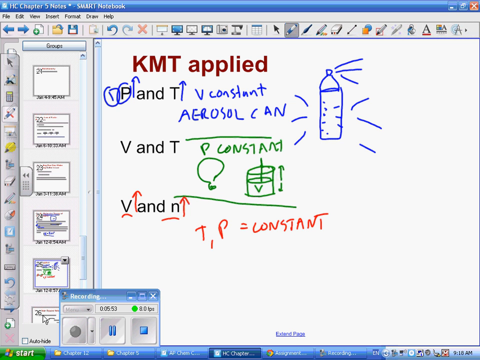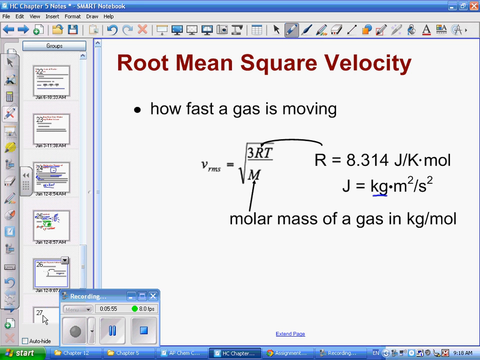Okay, next slide. Okay, the root mean square velocity. Basically, you guys can copy this down and take a look at that. Some things I want to involve you with. This is, of course, the velocity of particles, how fast they're moving. And what this says is that you have 3, which is a constant. You have R, which is a constant. You have temperature, which is something that's measured. Notice R is a little bit different in this case, guys. But the thing that I want to really point out to you is the molar mass of these particles here.